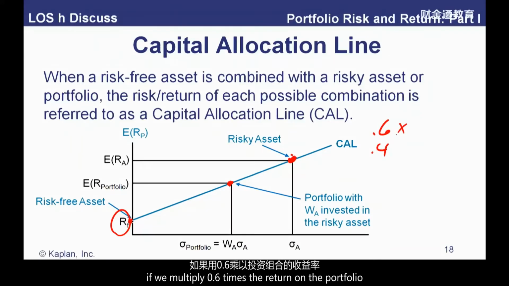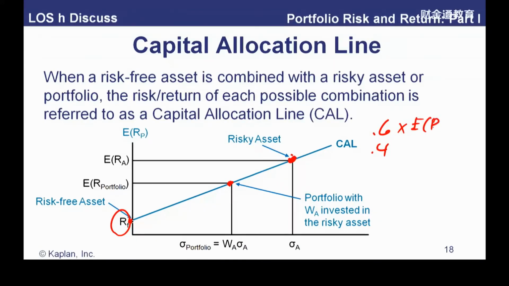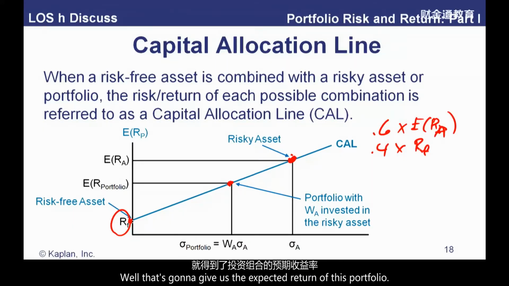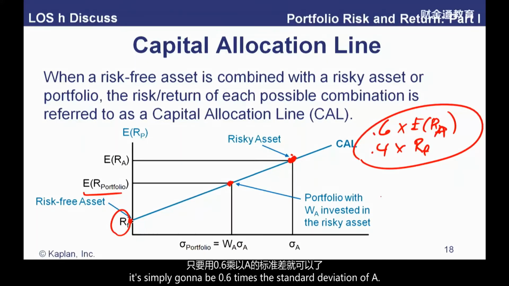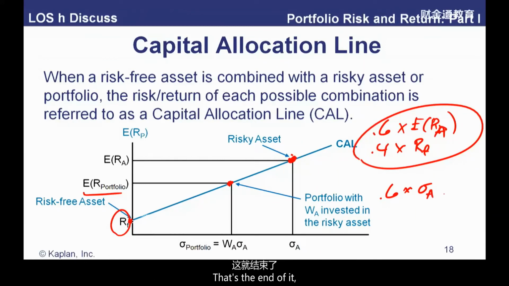Well, if we multiply 0.6 times the return on the portfolio, I guess portfolio A is what we should call it since they do in the graph, plus 40% times the risk-free rate, right? Well, that's going to give us the expected return of this portfolio. So it's going to be over here, right? And if we wanted to do the risk of it, it's simply going to be 0.6 times the standard deviation of A. That's the end of it. That is the risk of the portfolio. Why is that?